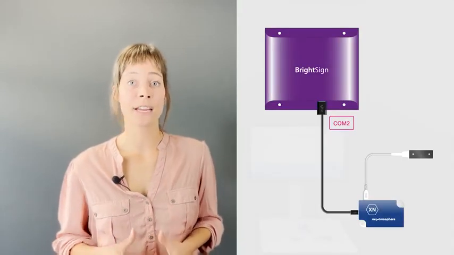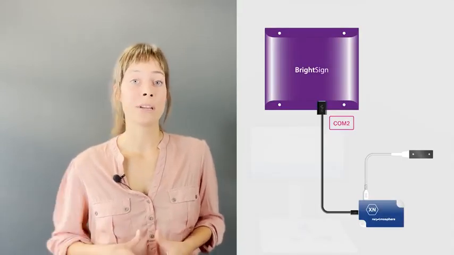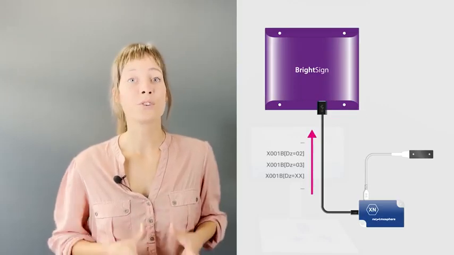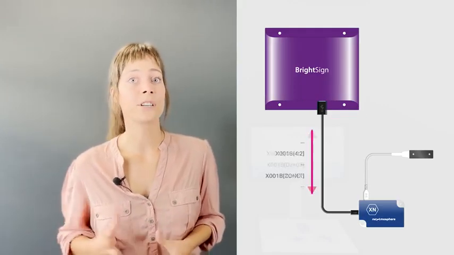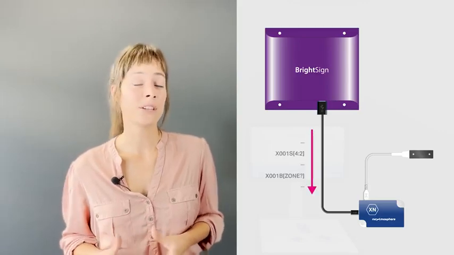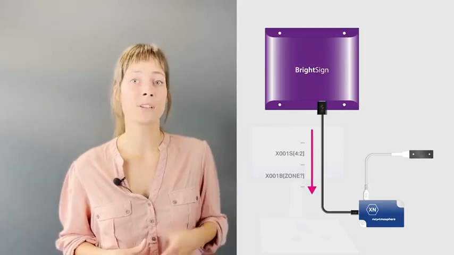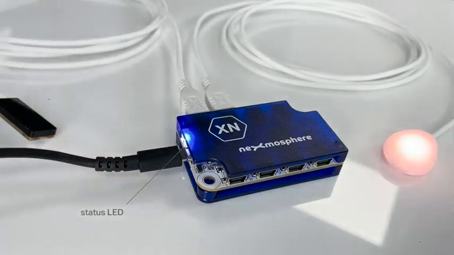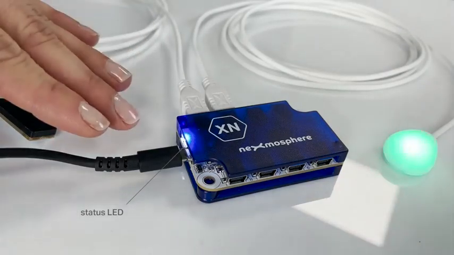At startup, it creates a virtual COM port on the connected device, over which API messages are sent automatically each time a sensor is triggered. For controlling the output of an element or adjusting its settings, an API message can be sent from the digital signage player to the Xperience controller. The white status LED of the XN controller blinks each time an API command is sent or received, providing clear feedback on the operation of the setup.